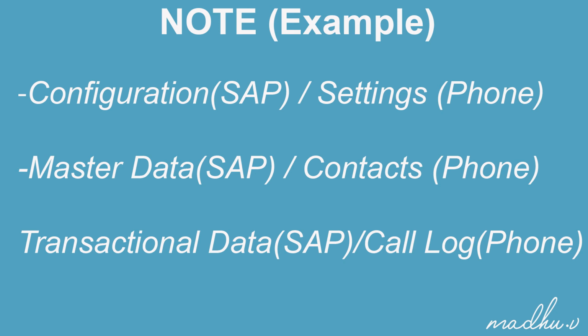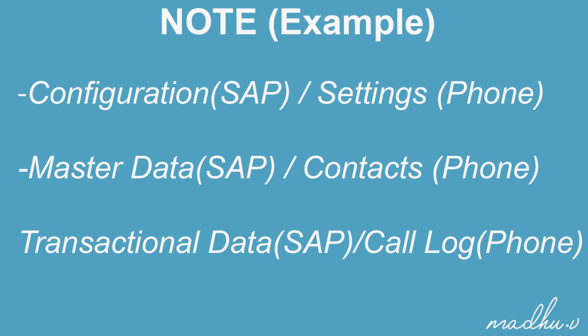Now the contacts are reused again and again for different purposes. So anything that is reused for doing some kind of transaction, used in different ways, is master data. So what is configuration? It is like settings, and master data is something which can be used again and again, like the contacts.